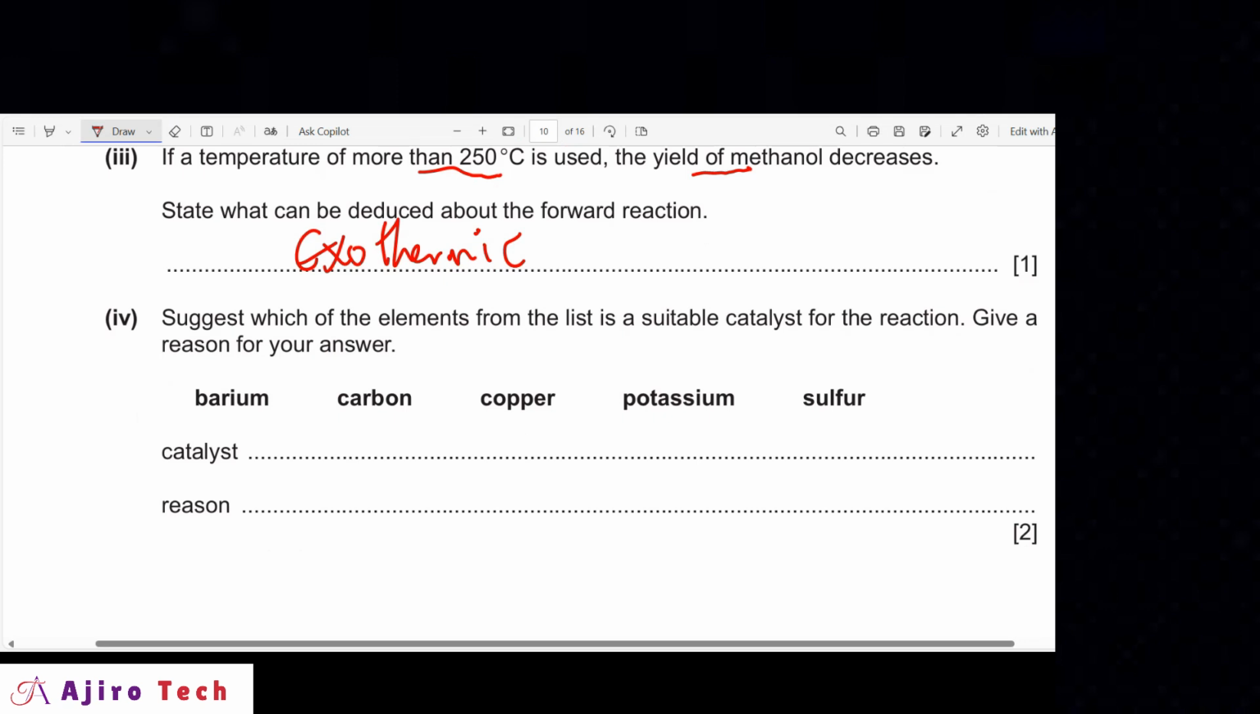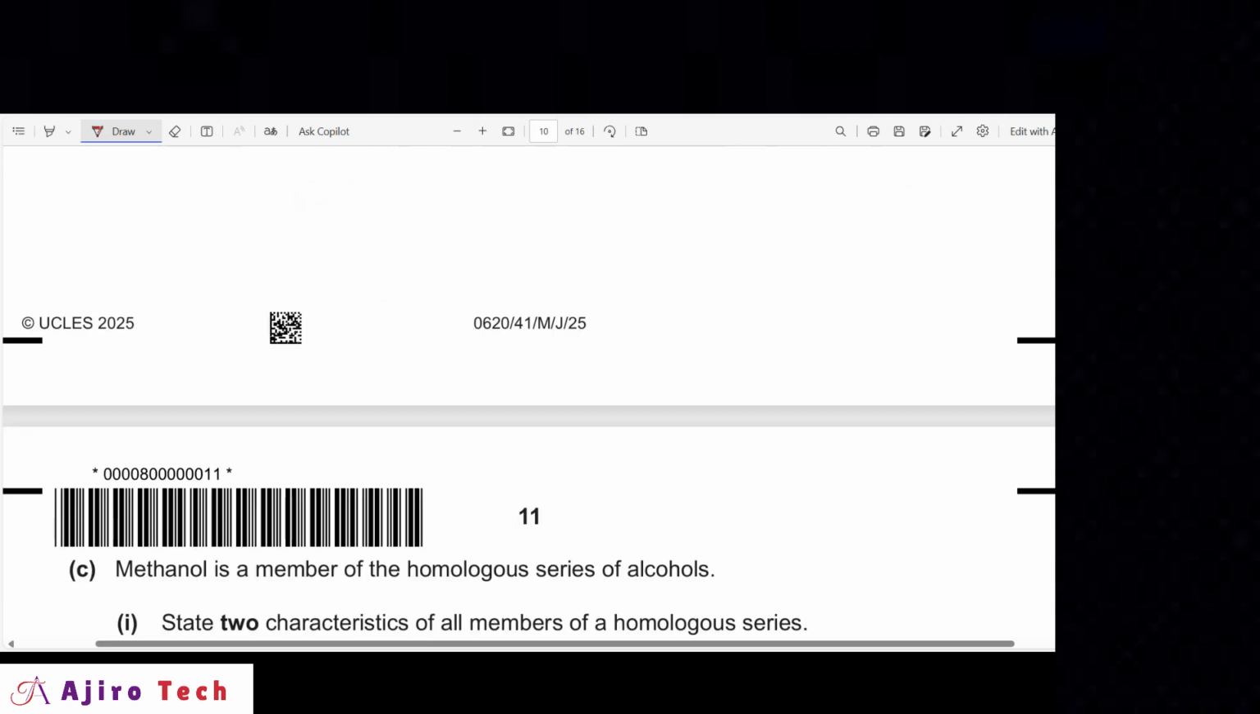Which of the elements from the list is a suitable catalyst for the reaction? The suitable catalyst has to be copper, and the reason is because it's a transition element.